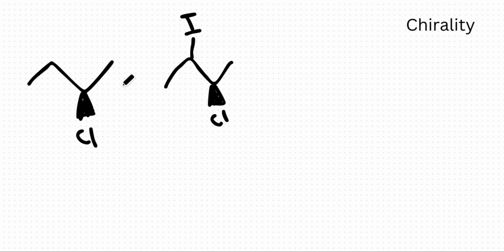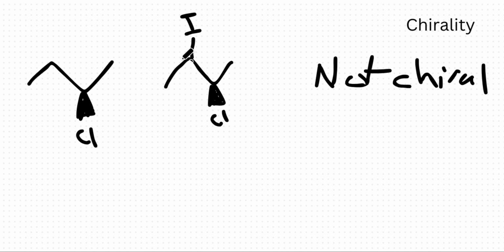I've drawn two compounds here. What are they in relation to each other? Pause the video, think about it for a second. These two compounds are not chiral, achiral. They're not even isomers. You see this iodide up here. So they're not isomers.